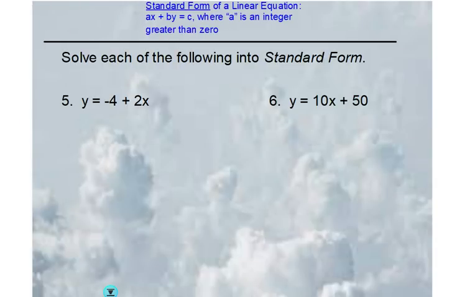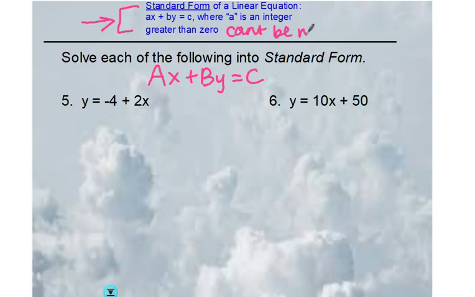Next example, 5 and 6. Now these are the reverse. Y equals mx plus b, that's your slope-intercept form, solving for y. Now this one is wanting us to put it into standard form. Standard form, we've talked about it, is ax plus by equals c. You might want to pause the video and write this down up here, where a is something greater than 0, meaning it can't be negative.